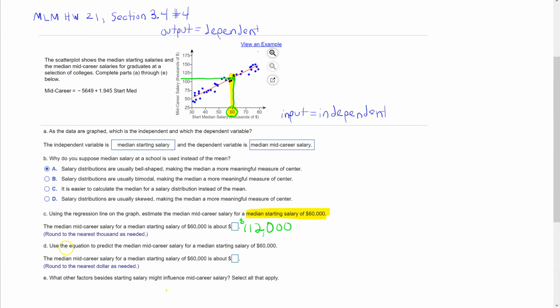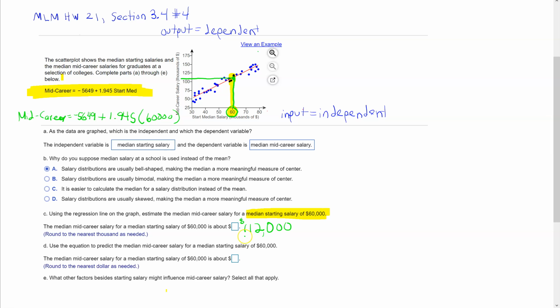Okay, so the next one's asking us to now use the equation. We were given an equation for that regression line, and we're going to use that to calculate exactly what the mid-career salary would be for a starting salary of $60,000. So I'm just going to plug $60,000 into this equation. To get my mid-career salary, I need negative $5,649 plus 1.945 times the $60,000. I'm just going to type all that in my calculator and get an exact salary.